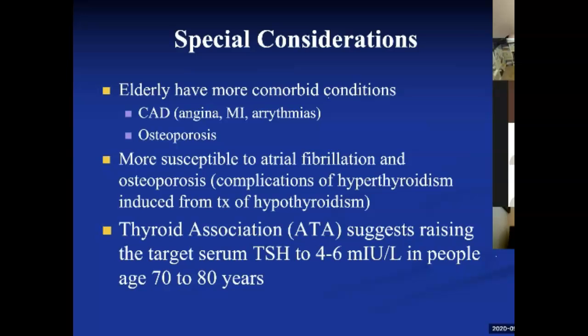Obviously, the elderly are more challenging. They're more susceptible to AFib and osteoporosis. And so you have to be particularly careful with that. I think the American Thyroid Association says that you can leave them a little on the higher end, but really evaluate your patient and see how they feel. If you have somebody who's, I think, 75 or 80 years old who goes to the gym and lifts weights, she's quite spry.